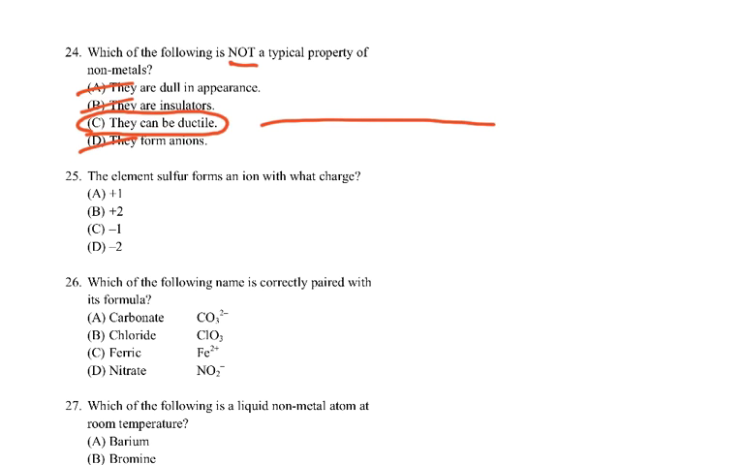So A, B, and D are typical properties of nonmetals. So they are not the answer. C is a good one. 25. Watch out for these negative type problems.